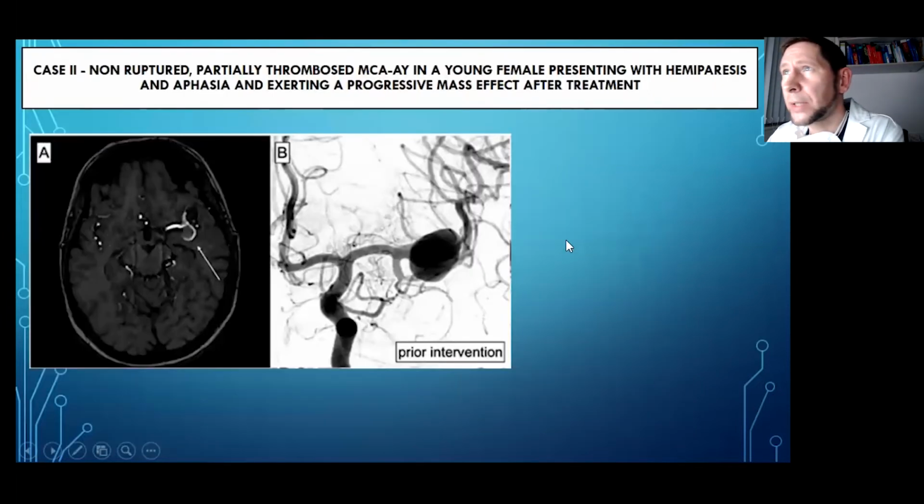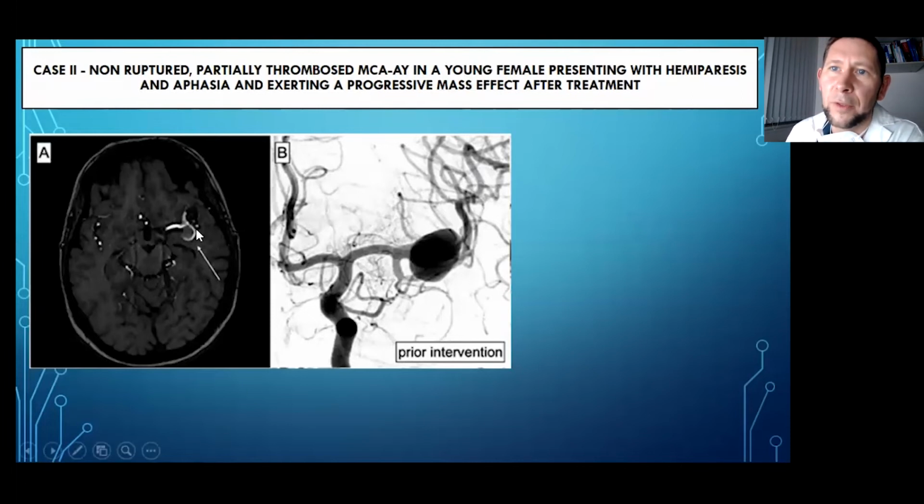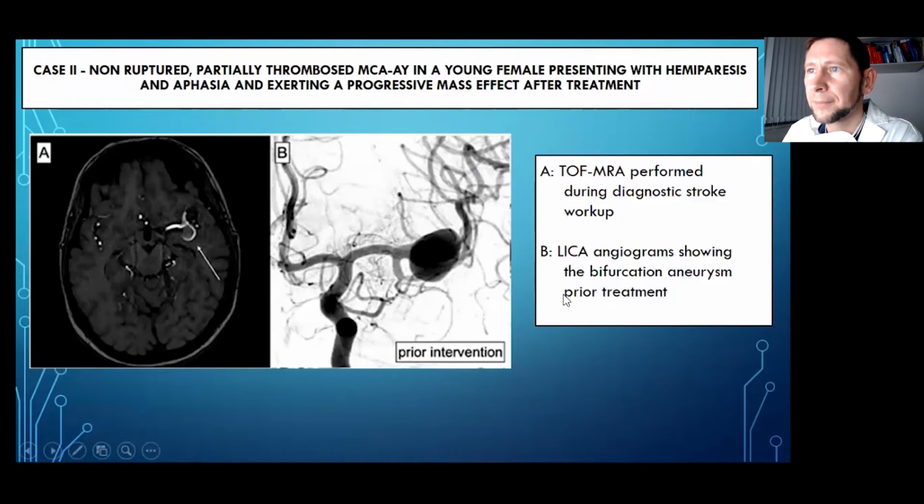So I'm going to show you the second case. In this case, we had a non-ruptured, partially thrombosed MCA aneurysm in a young female patient presenting with stroke symptoms. So she had an acute hemiparesis with aphasia, and the aneurysm actually had a progressive mass effect after treatment. Here we have the MRI in the acute setting. The patient was transferred to MRI because she presented with stroke symptoms and was very young. Then we have the DSA prior to intervention showing the MCA aneurysm, which is partially thrombosed.